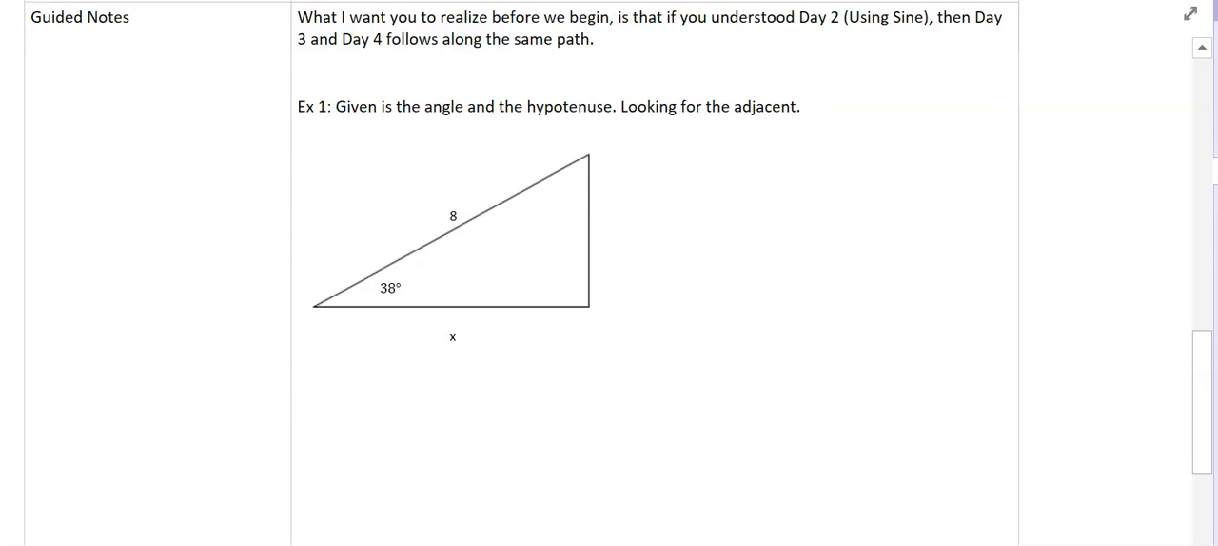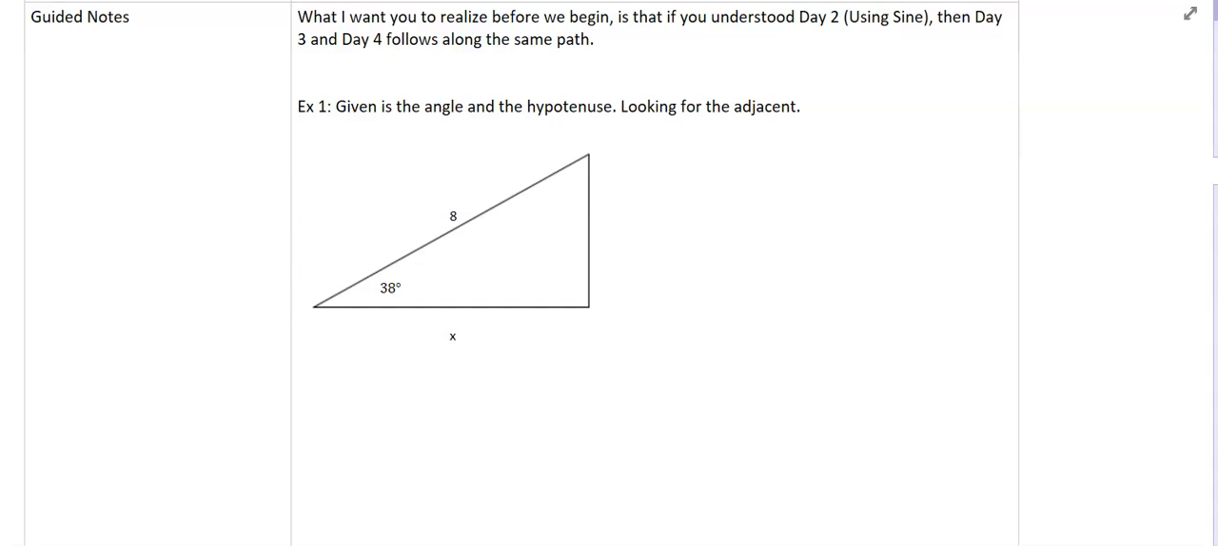Alright, so before we even start, we kind of just type something in up top. What I want you to realize before we begin is that if you understood day 2, which was using sine, day 3 and day 4 follows along the same path. Meaning, in the day 2 lesson, whenever we had a situation where the focus angle either was given or we were looking for it, and the other information was the opposite and the hypotenuse, we use sine.